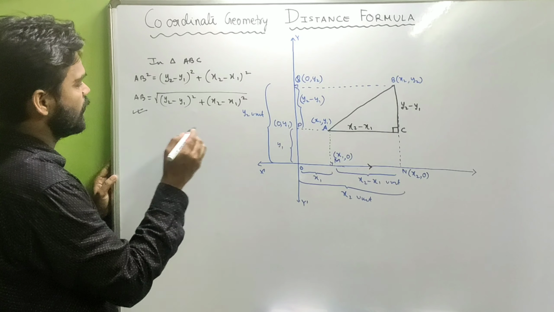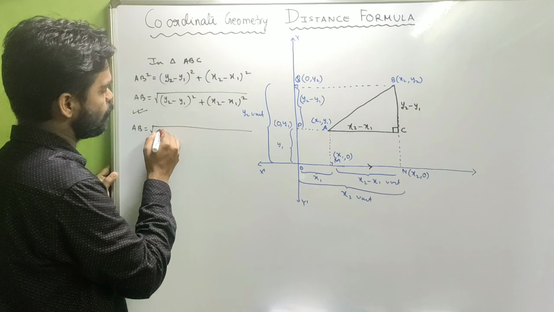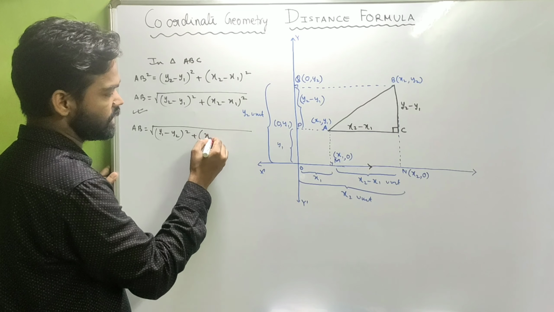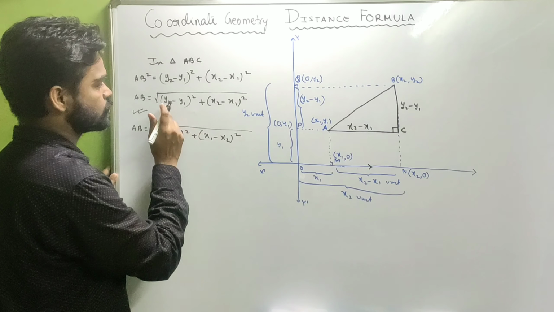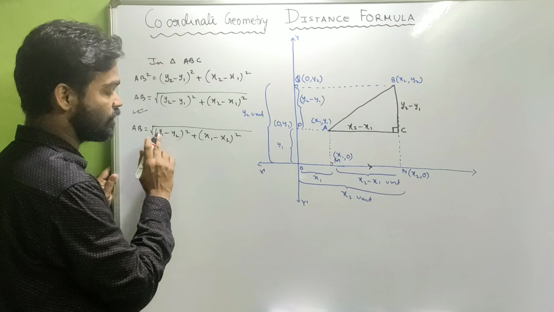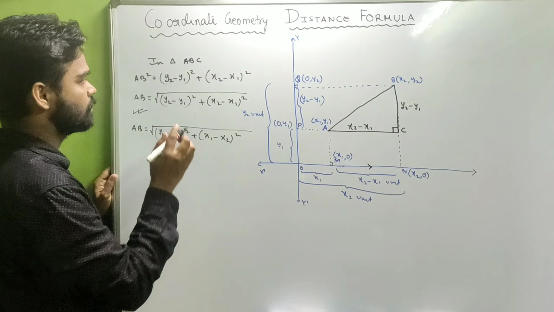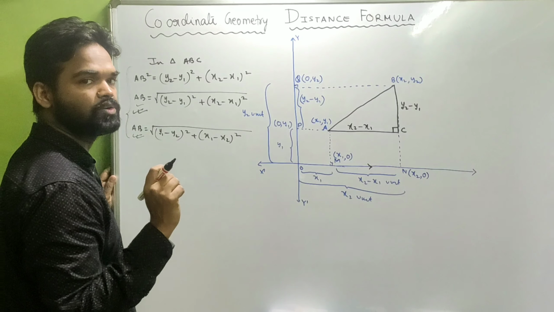Am I clear? And at times you will see that this is written as (y1 minus y2) whole square plus (x1 minus x2) whole square. Doesn't matter a lot, because (y2 minus y1) whole square and (y1 minus y2) whole square give you the same value because of the square. So this formula we are going to use to calculate the distance between 2 points.